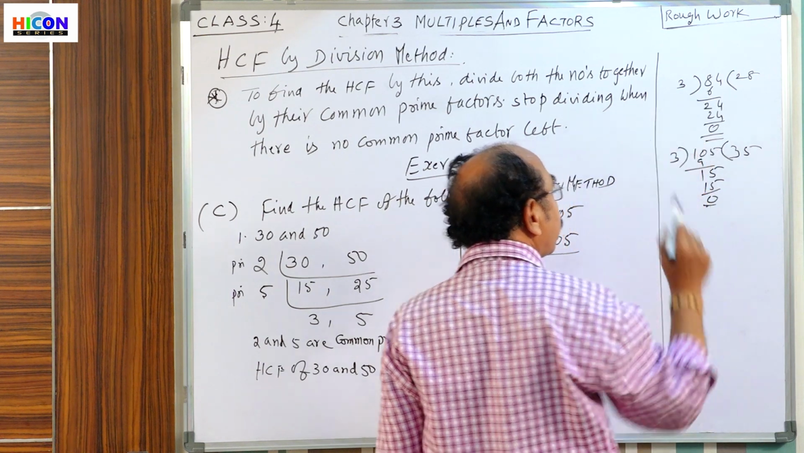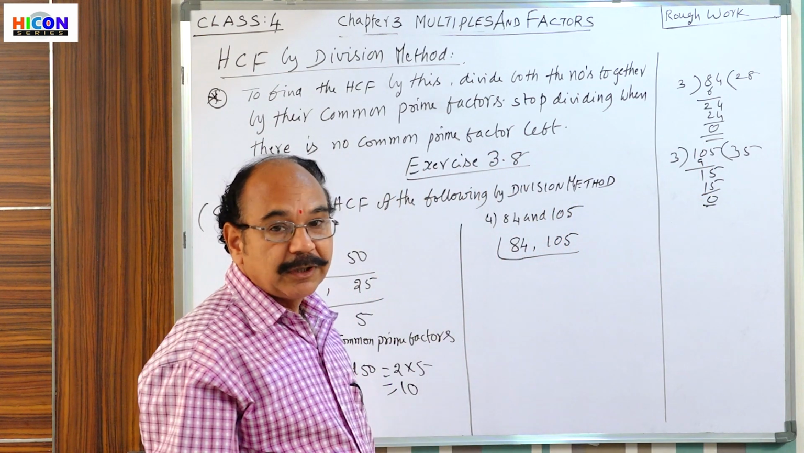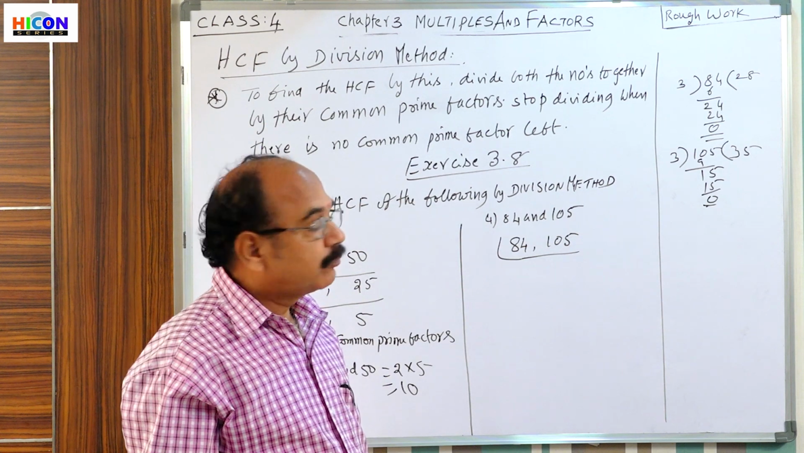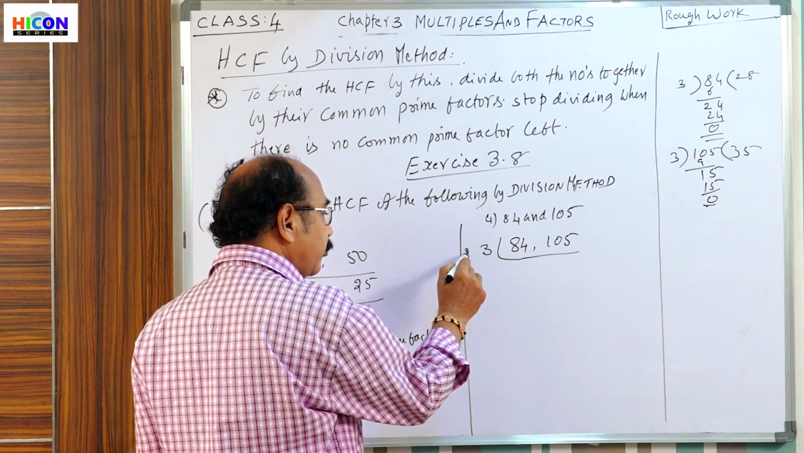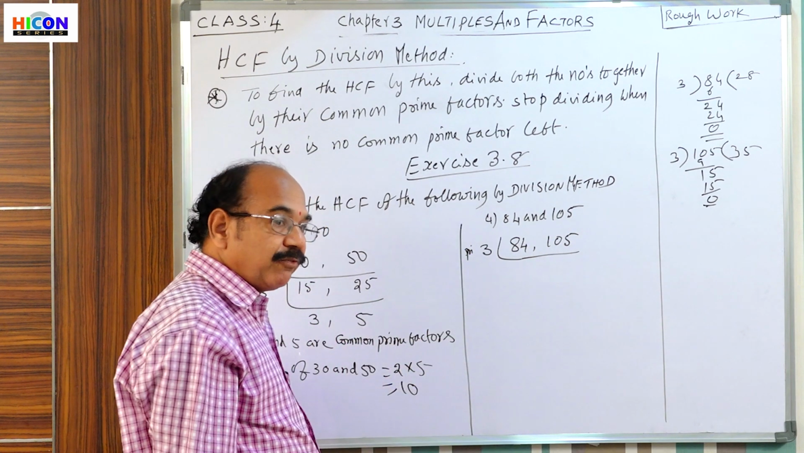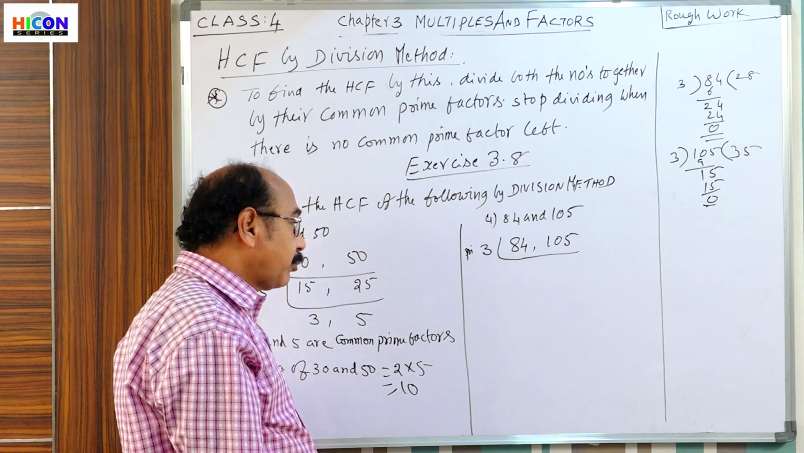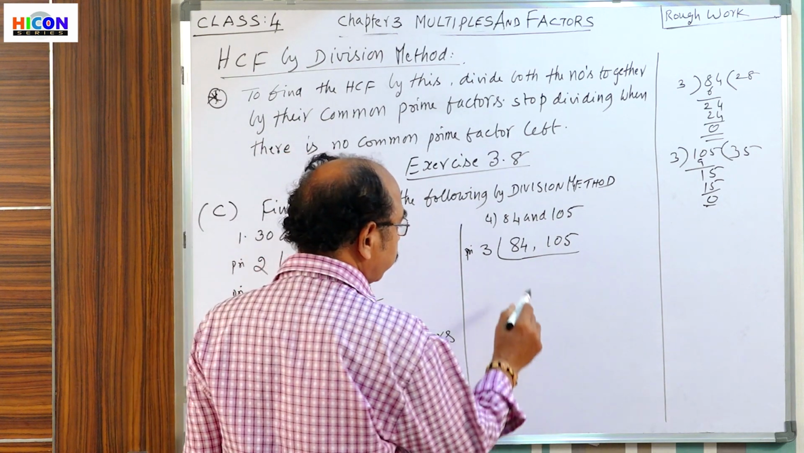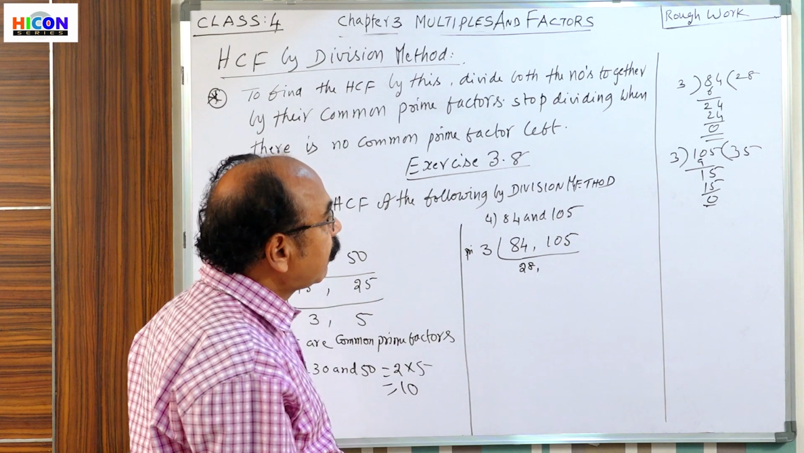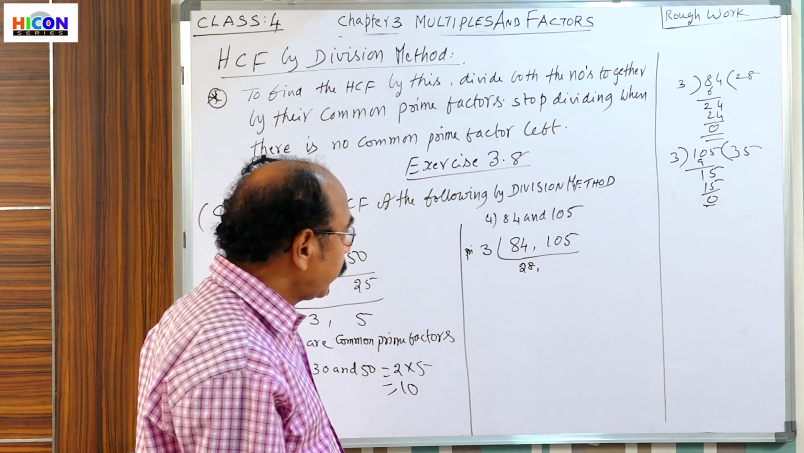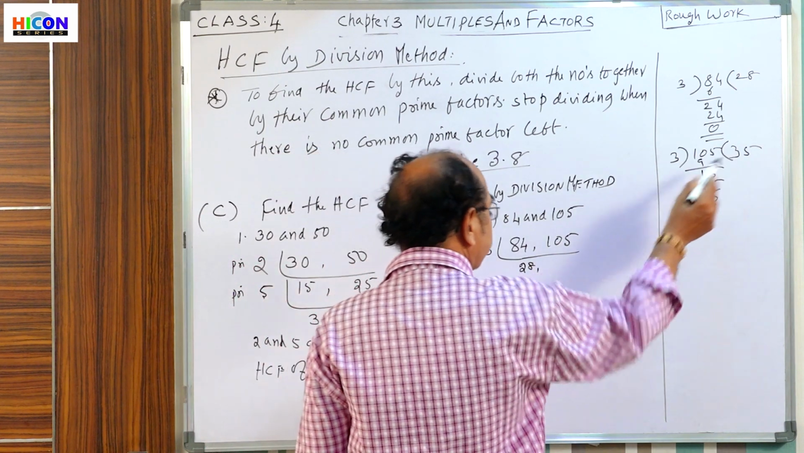So 3 is the common divisor, and that too it is a prime. So we can divide with the 3. 3 is a common prime factor. 3 how many times in 84? 28 times. 3 28s are 84. Now 3 in 105 how many times? 35.